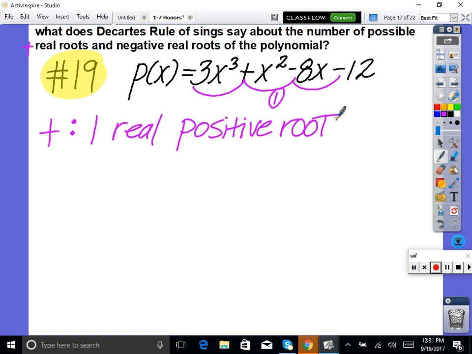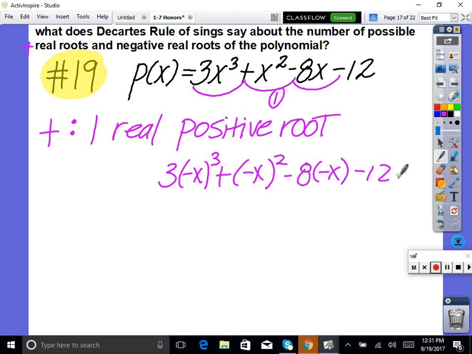All right, let's test negative. Before we can do that, we've got to plug in negative x. So let's go 3 times negative x cubed plus negative x squared minus 8 times negative x minus 12. The trick is simplifying that correctly. Now think about it. A negative raised to an odd power is a negative, so that's negative 3x cubed. A negative squared is positive, so plus x squared. A negative times a negative is positive.